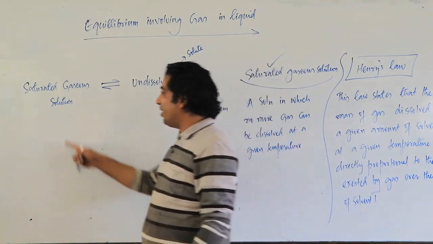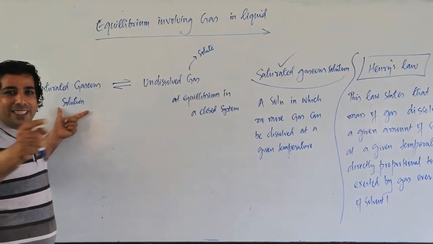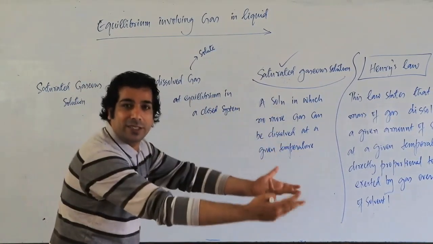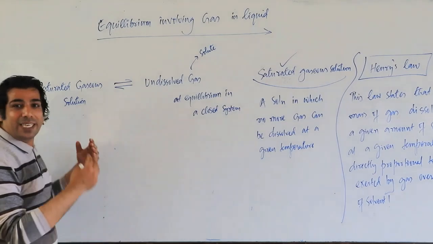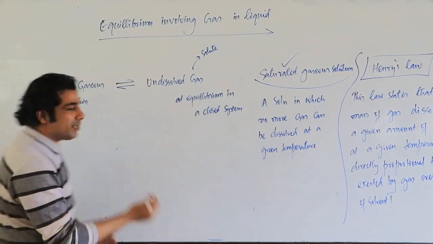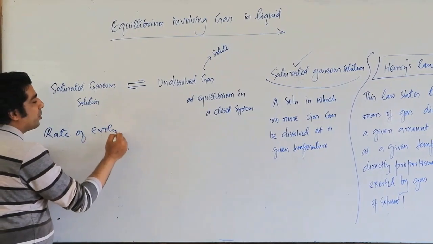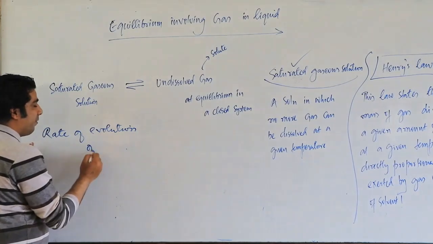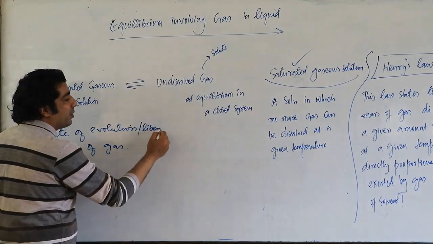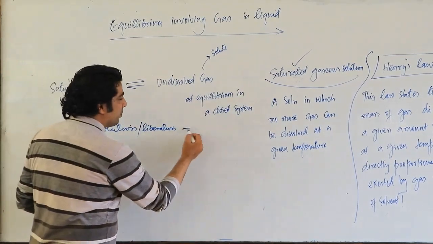That means, my dear friends, this saturated gaseous solution is your classroom. Then the classroom should allow the 3 students to go out, and this solution should allow some gas to go out. When some gas goes out, that is called the rate of evolution of gas. In place of evolution, you can also write liberation. Okay? So it will be equal to.